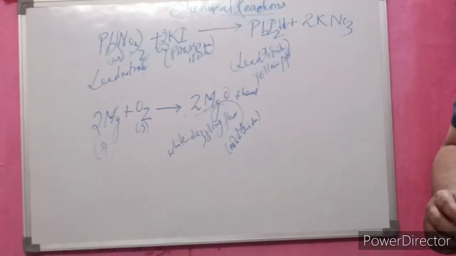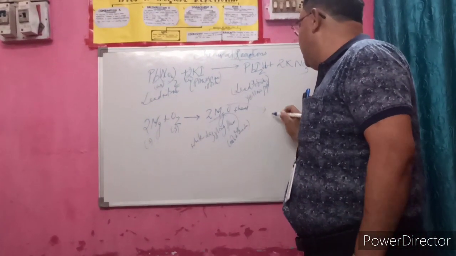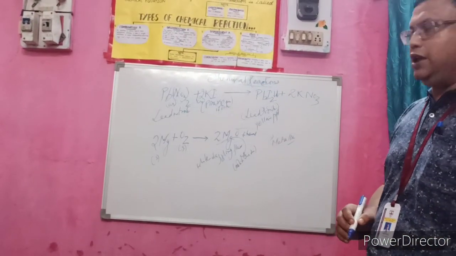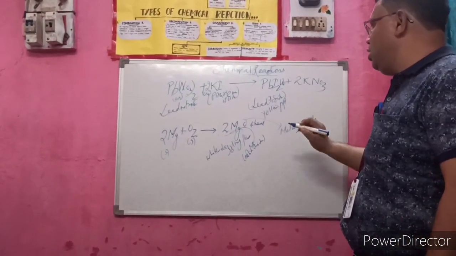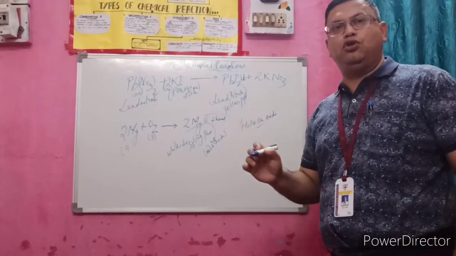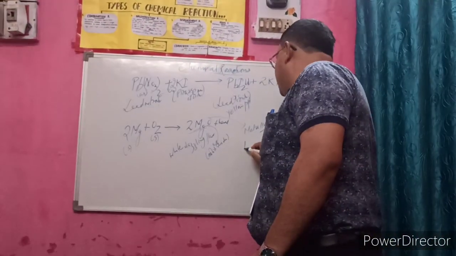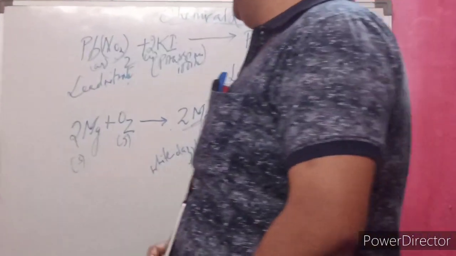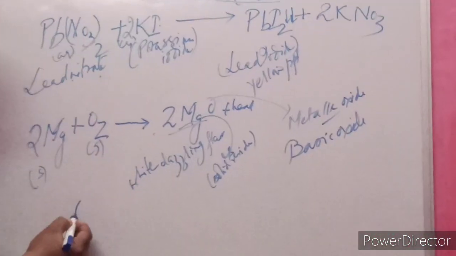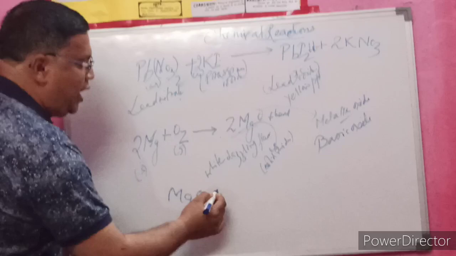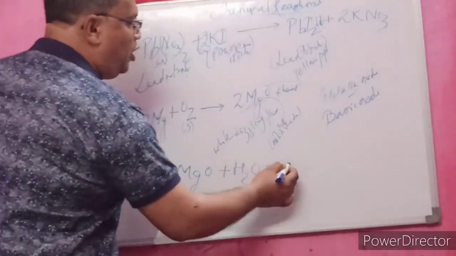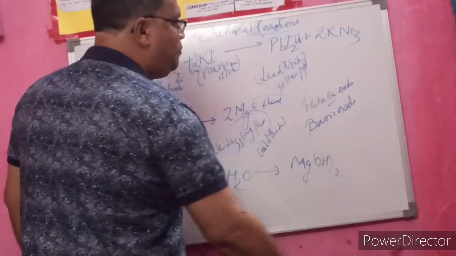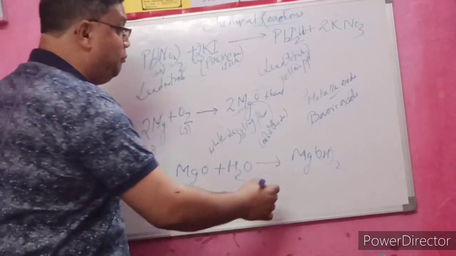Now this magnesium oxide is a metallic oxide. Metallic oxides, as you know, are also known as basic oxides. How will you know that they are basic oxides? When magnesium oxide is put in water, it will form magnesium hydroxide, which is a base.